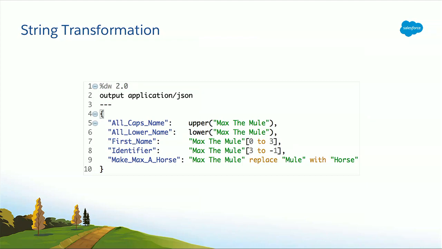So DataWeave has modules for a lot of other areas as well, including cryptography, arrays, objects, strings, timers, binaries, and URLs, including more. So if there isn't a function that meets your needs, you can always create one, store it in a module, and reuse it across your project.